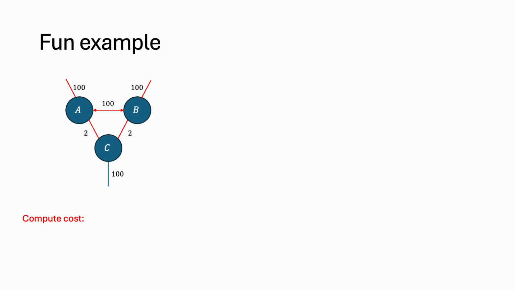To understand this a bit more, I'll show you a fun example where we have three tensors being contracted in this triangle pattern. First, we contract the top inner edge connecting A and B. We multiply the weights of all adjacent edges shown in red, which gives us this compute cost.